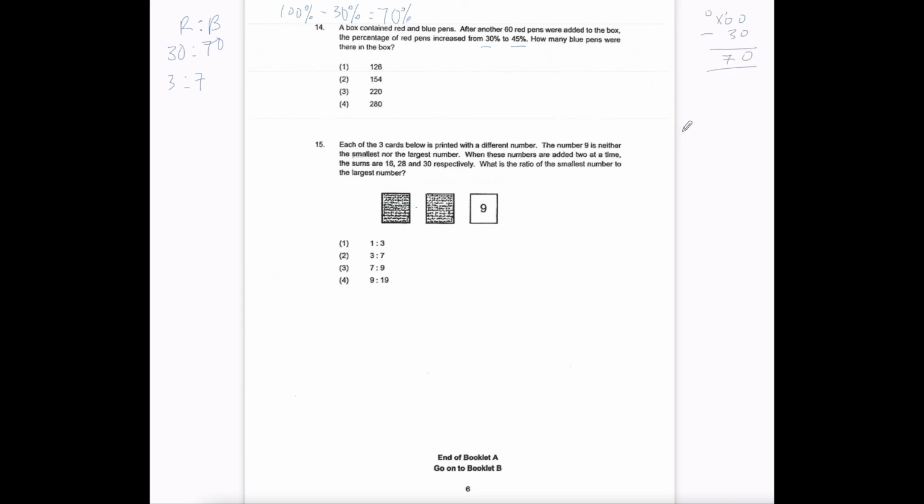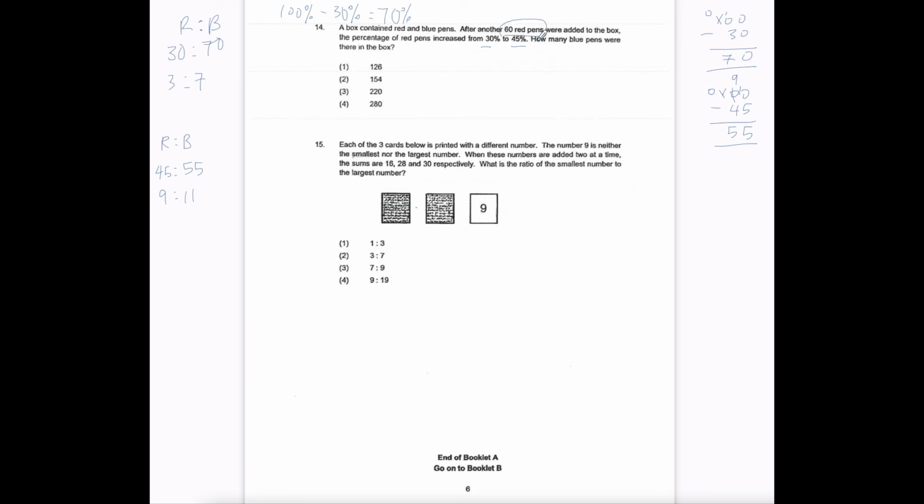Okay, so this is how I get 70%, and then I just cross out the 2 zeros to get 3 to 7. Okay, so after that it became 45%. So red is to blue. After that red became 45%, right? So blue will be 100% minus 45%. I'm going to get 55%. Okay, so if I simplify, I divide both by 5, I will get 9 here and 11 here. Okay, so only red pens were added.